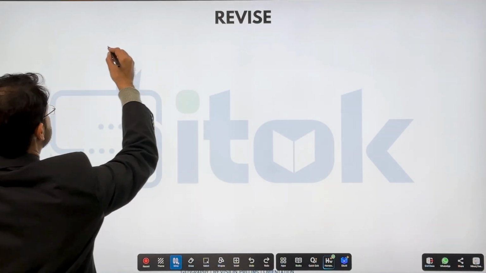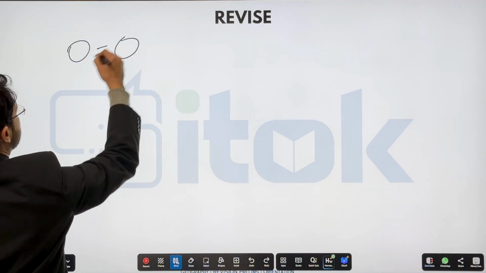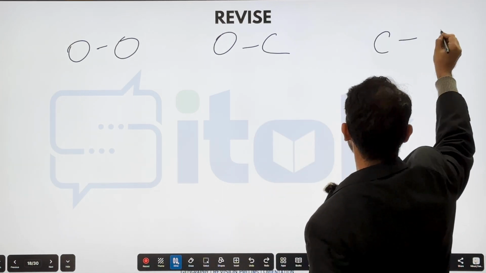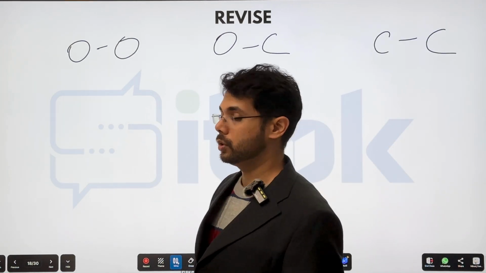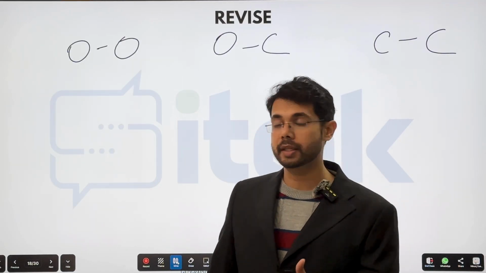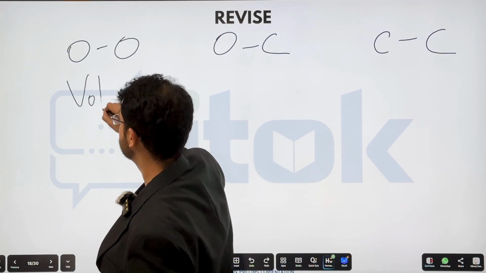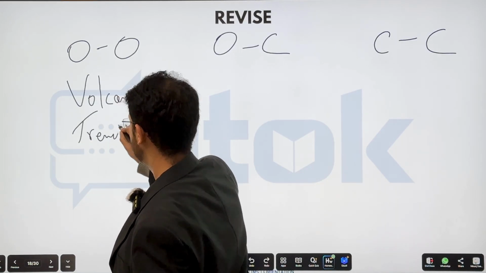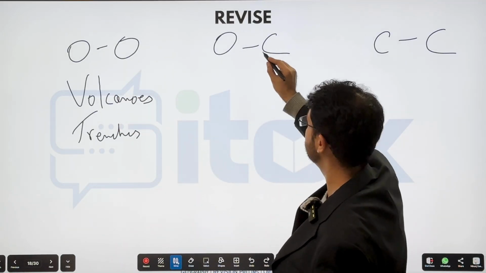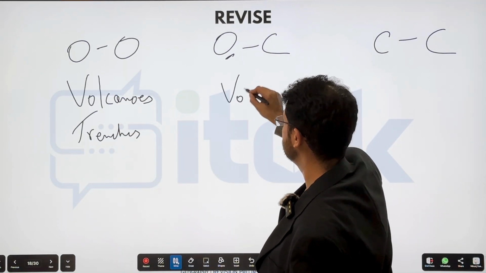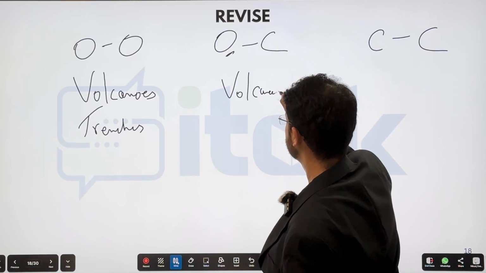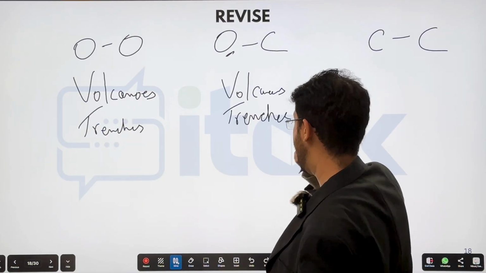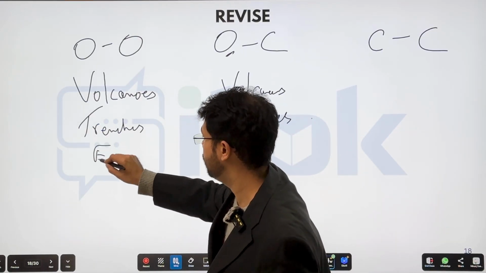So we have the ocean collision, we have the ocean continent collision, and we have the continent collision. Ocean collision, what is involved? Ocean is involved, which is liquid. That means volcanoes will be present. That means trenches will be present. Ocean continent, again ocean is present, that means volcanoes, that means trenches. Now earthquakes are common in all.